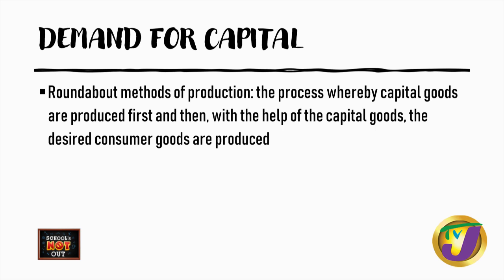Now, also consider that the demand for capital includes the roundabout methods of production, which simply means that in production, capital goods are produced in order for them to be used to produce consumer goods. So the capital goods are the durable goods that are created in order for you to create the goods that the consumers would want.